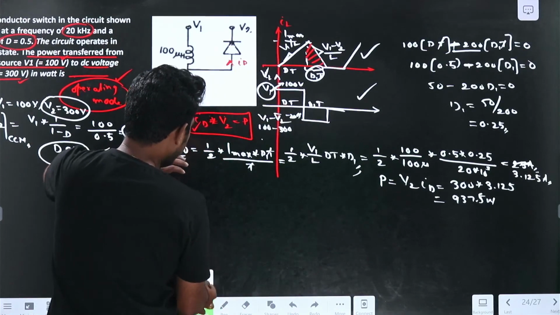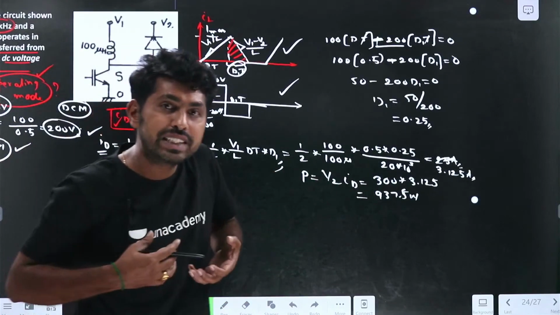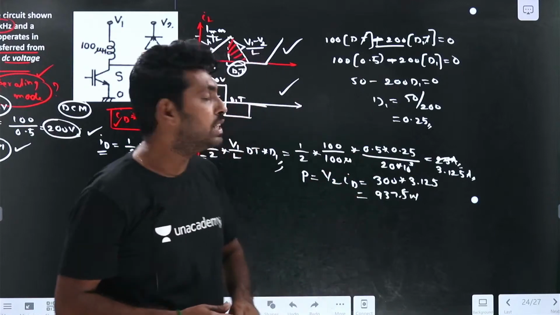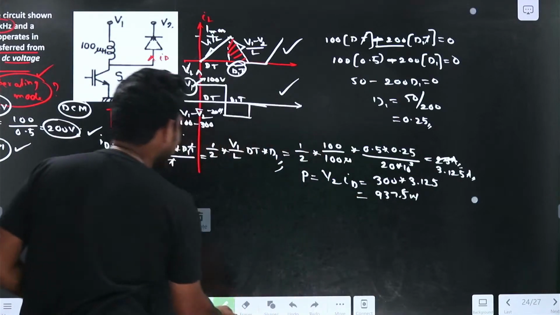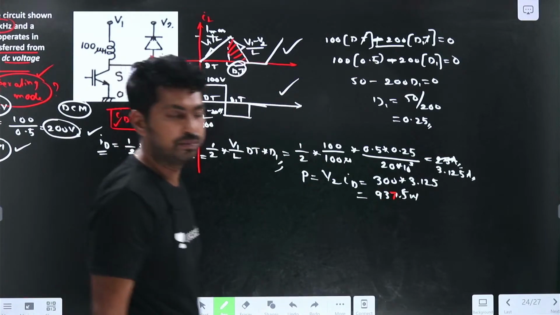Let us find power. Power equals V2 into ID. So the power delivered from the first source to the second source will be V2 into ID, which is nothing but 937.5 watts. So the answer will be 937.5 watts.